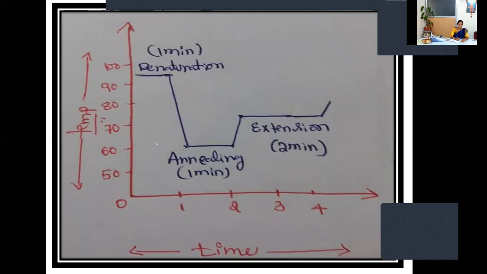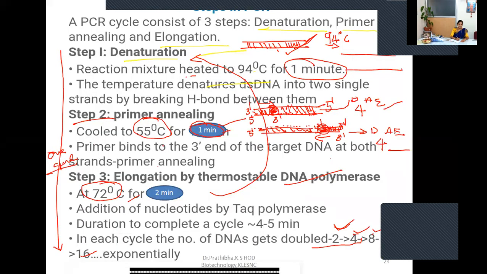You can keep this particular graph also. This is the graph, this is the time in minutes, and this is the temperature. It shows how many minutes we require for one cycle. This is 1 minute, this is another 1 minute, and this is 2 minutes. So it means one cycle requires around 4 minutes.